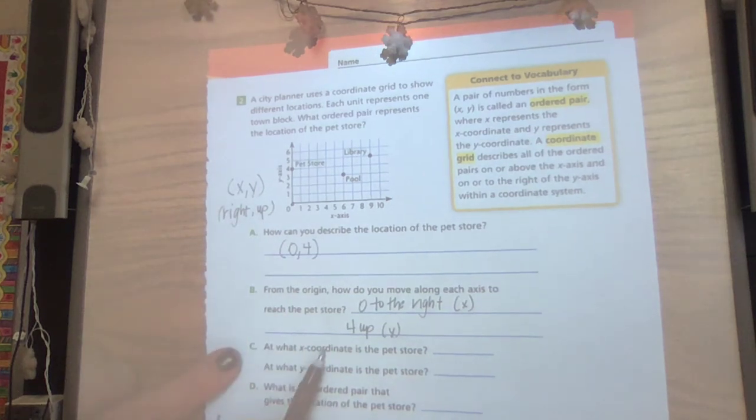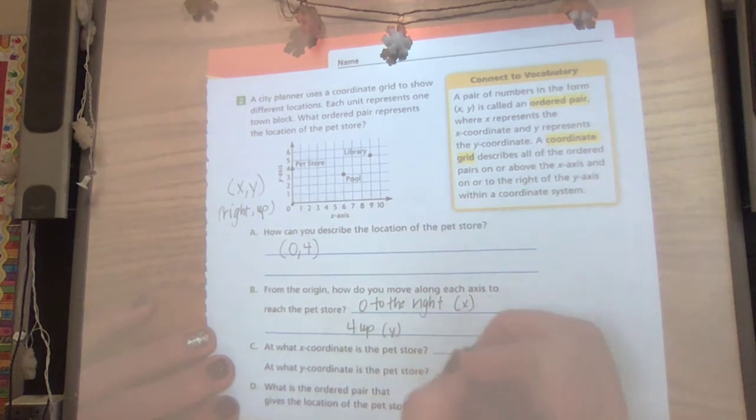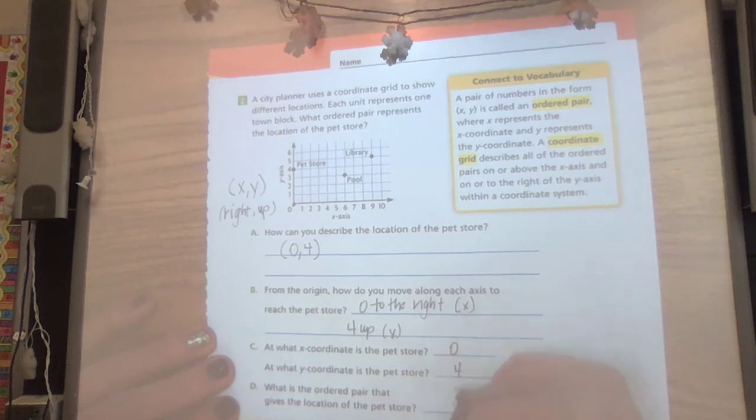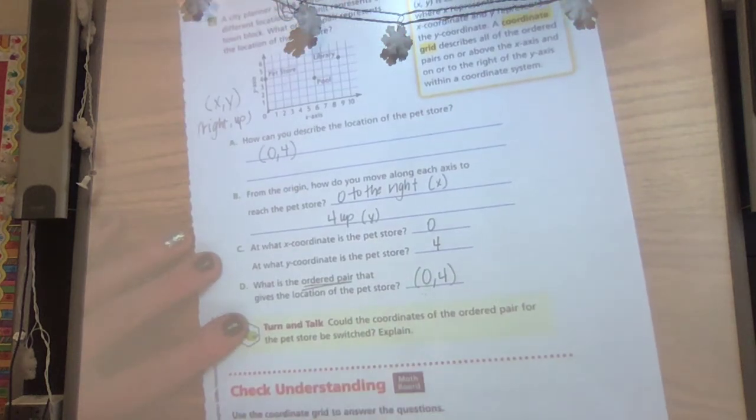At what x coordinate is the pet store? The x coordinate of the pet store is 0 and the y is 4. So the ordered pair, which is more vocabulary, the ordered pair is just the x and the y. That's all that means. Ordered pair is x and y.